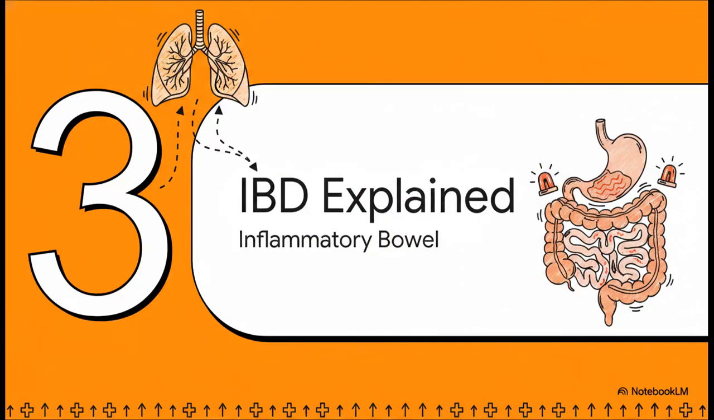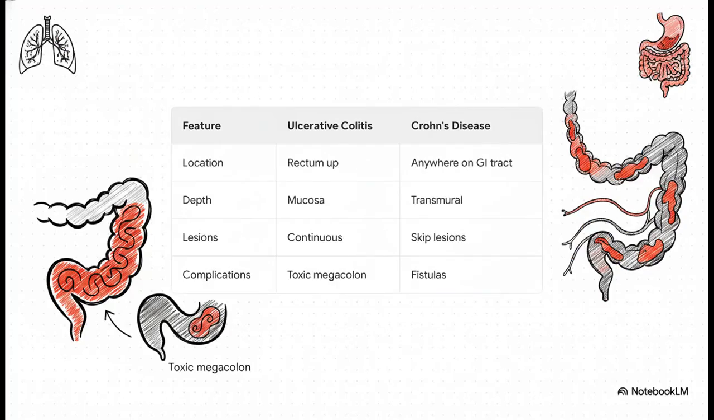Okay, Section 3, Inflammatory Bowel Disease explained. We're shifting gears and heading down the body to unravel the GI system. Because just like the lungs, the GI tract gives off very specific warning signs when things go wrong. People mix up the two main types of inflammatory bowel disease all the time, but ulcerative colitis and Crohn's disease actually behave in completely distinct ways clinically. Ulcerative colitis typically starts down in the rectum and spreads upward in this continuous, unbroken pattern.